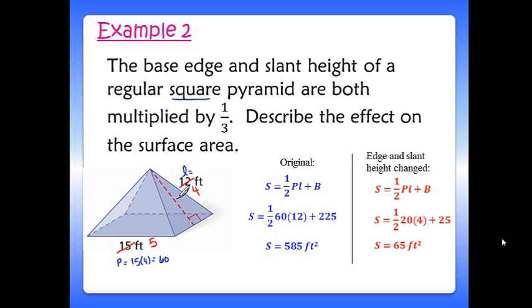So remember, when we're trying to compare them, we always put the new over the old. So I get 65 over 585, and if you reduce that, you end up with 1/9. So when we change all the dimensions by 1/3, because we multiply those together to find the area, we take that change and we square it. So we end up with 1/3 squared, which is 1/9.